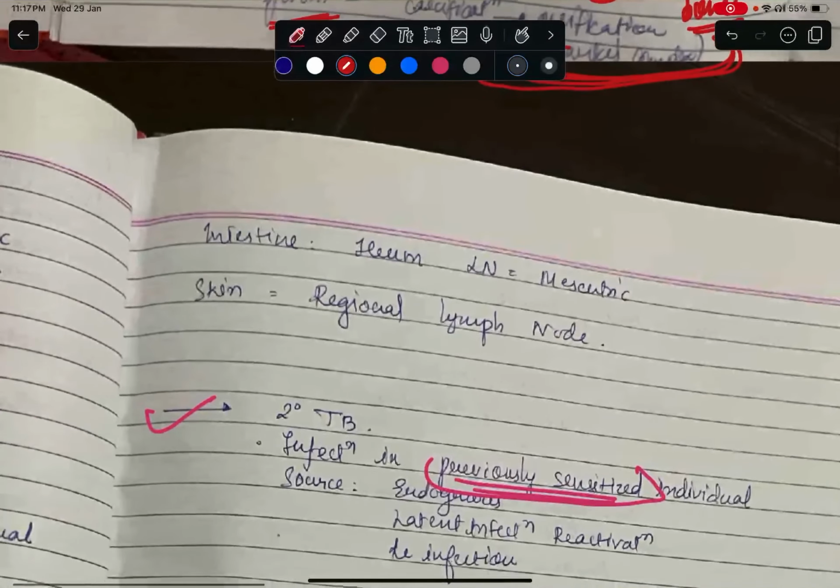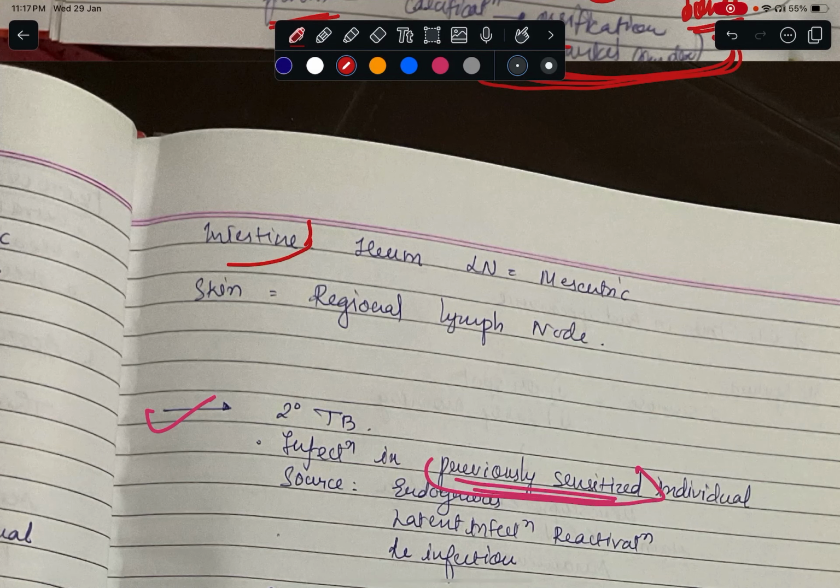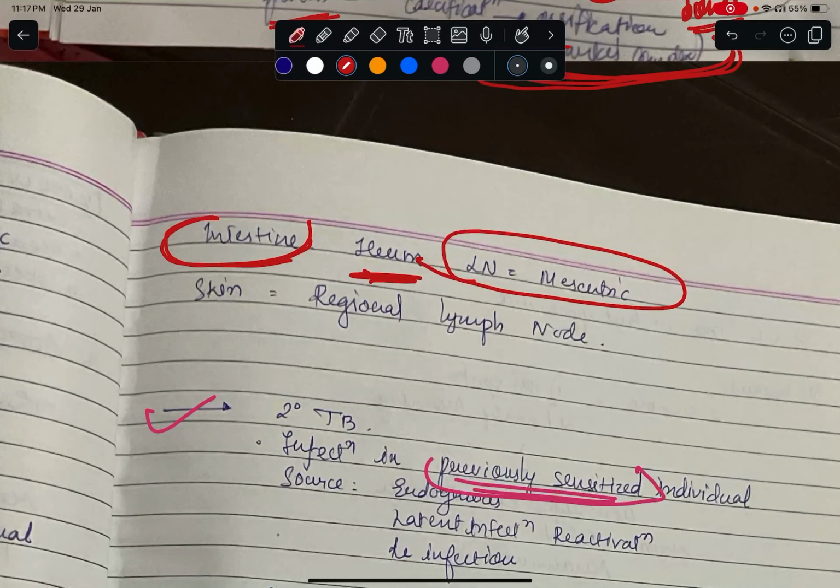In the intestine, the ileum is affected and the lymph node affected is the mesenteric lymph node. In the skin, the regional lymph node is affected.